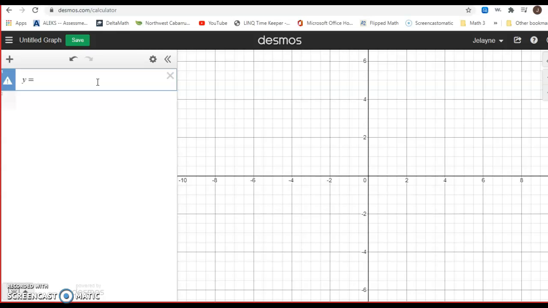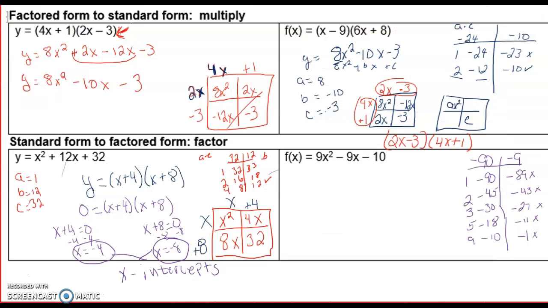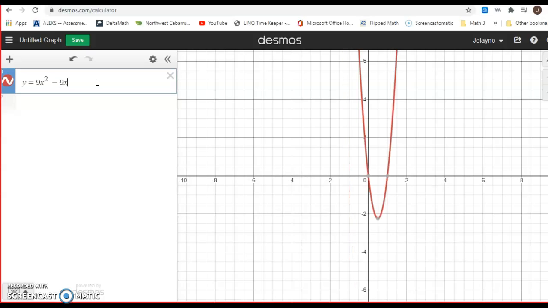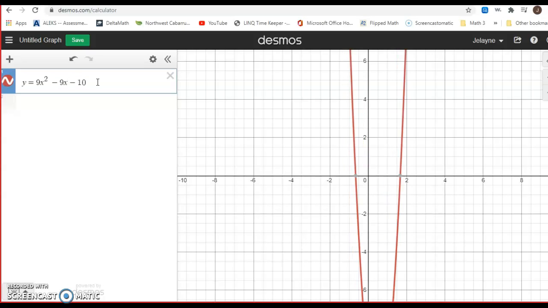Y equals 9x squared minus 9x minus 10. So if you get to something that's a little crazy and you're just like, oh, I'm spending too much time on this, go graph it. Well, look at here. You can tell that these zeros are crazy. This is not your normal number.